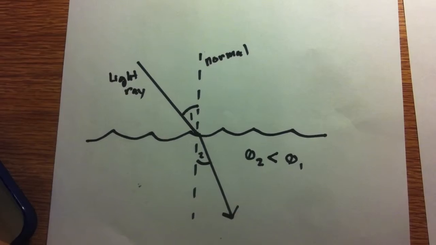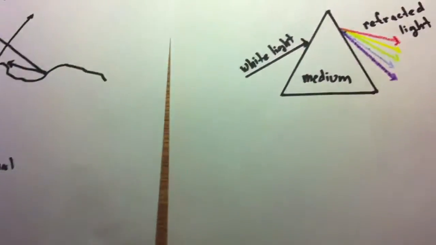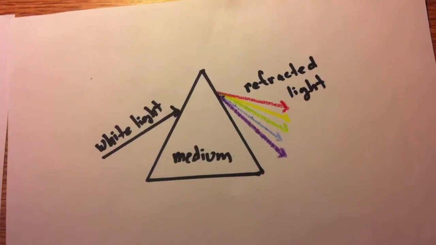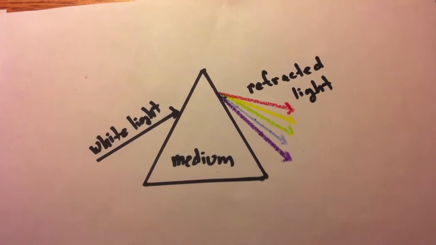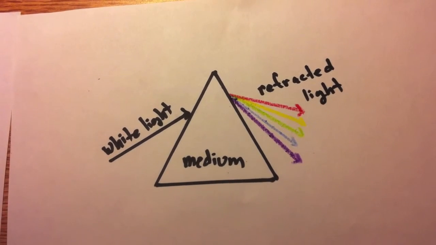In the same way, colors of light are refracted at different angles because of their different wavelengths. So when white light goes through water in the air, the colors separate and thus we can see a rainbow in the air.